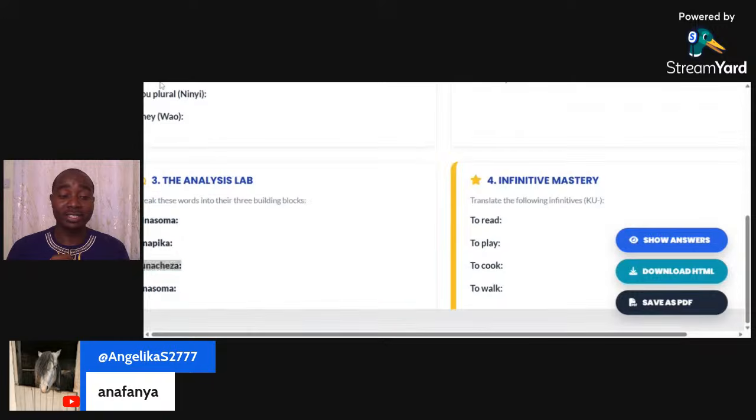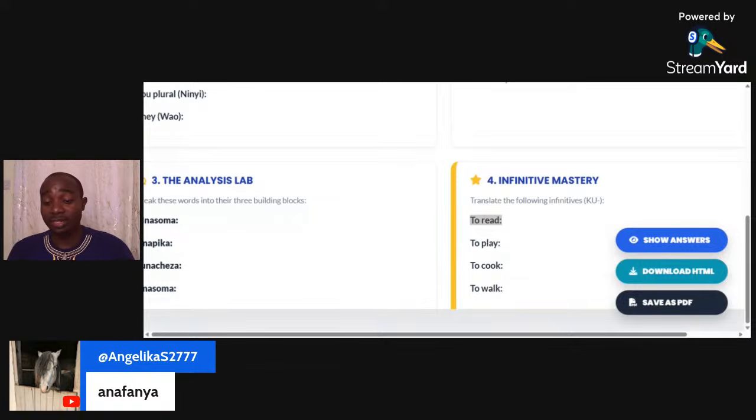Now, we have your part here. This is part number 4. What you need to do is translate the following into Swahili using the ku. The first one is to read. How do you say to read in Swahili? Put it in the chat. To read.